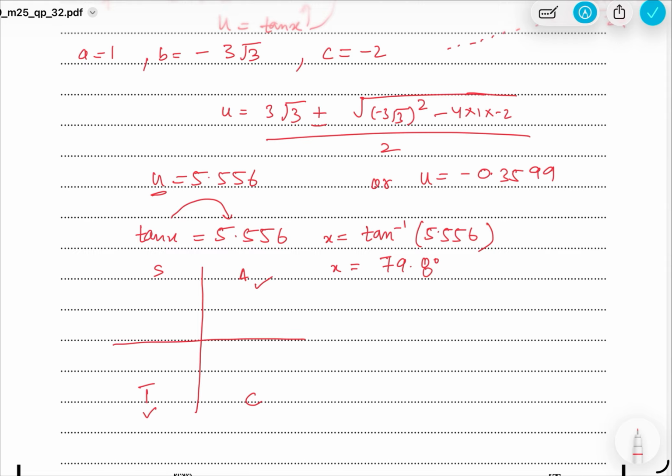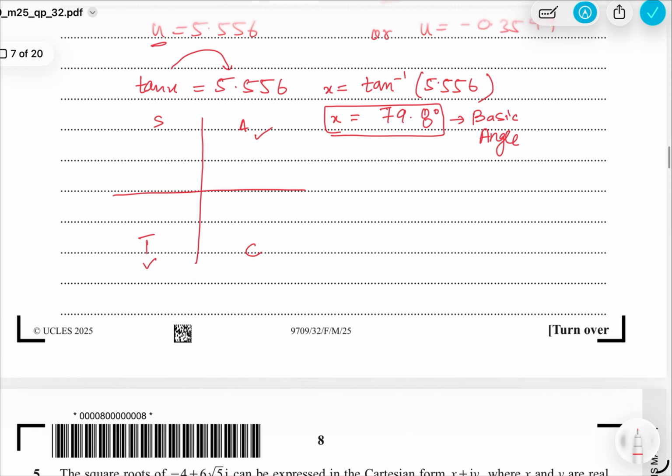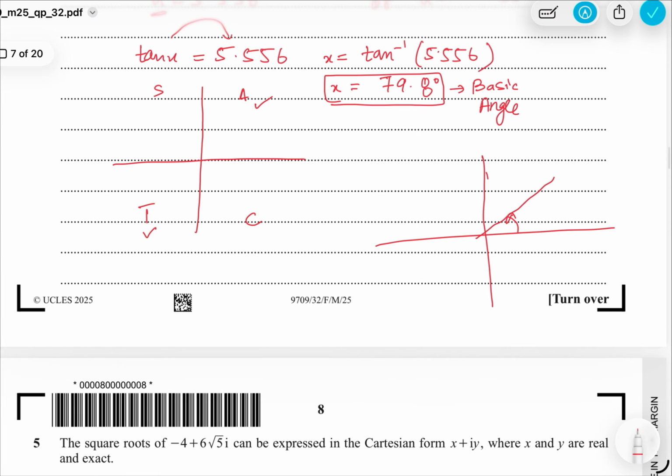All right. Now listen very carefully. This angle what you got is the basic angle. Always remember that calculator gives you basic angle. Now what is basic angle and what is actual angle? Let's try to understand it. See, angle from the x-axis is the basic angle. So this one is the basic angle and we got over here 79.8.